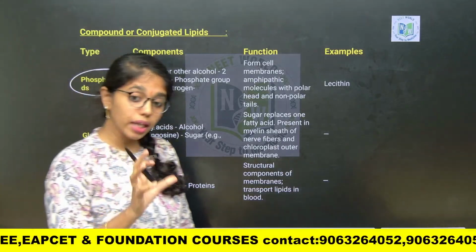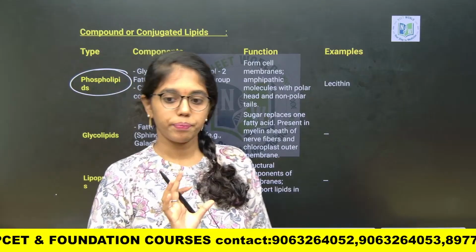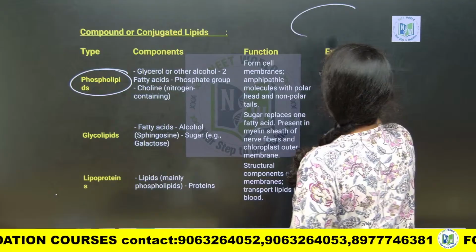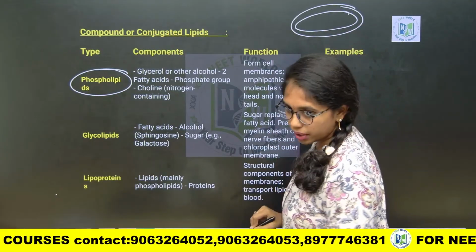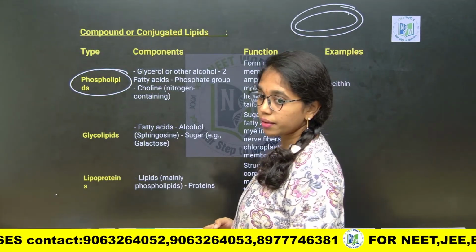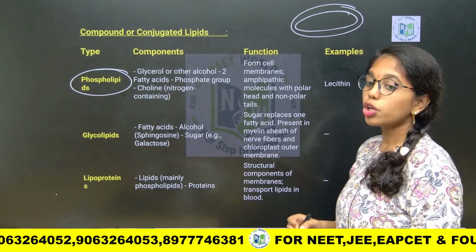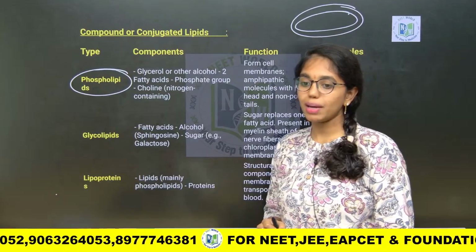Phospholipids are main components of what? Cell membrane. We know from the fluid mosaic model, what cell have we taken? Erythrocyte or RBC, to prove what? The fluid mosaic model by Singer and Nicholson.